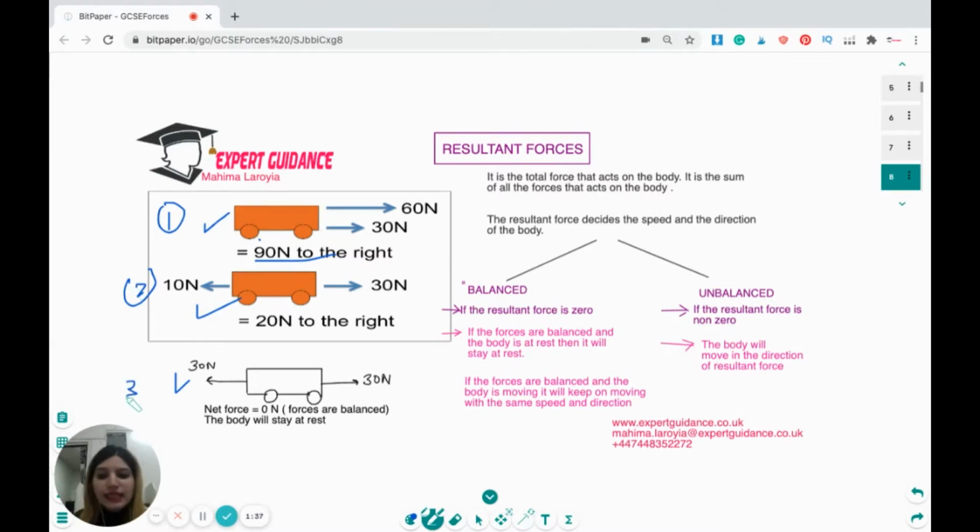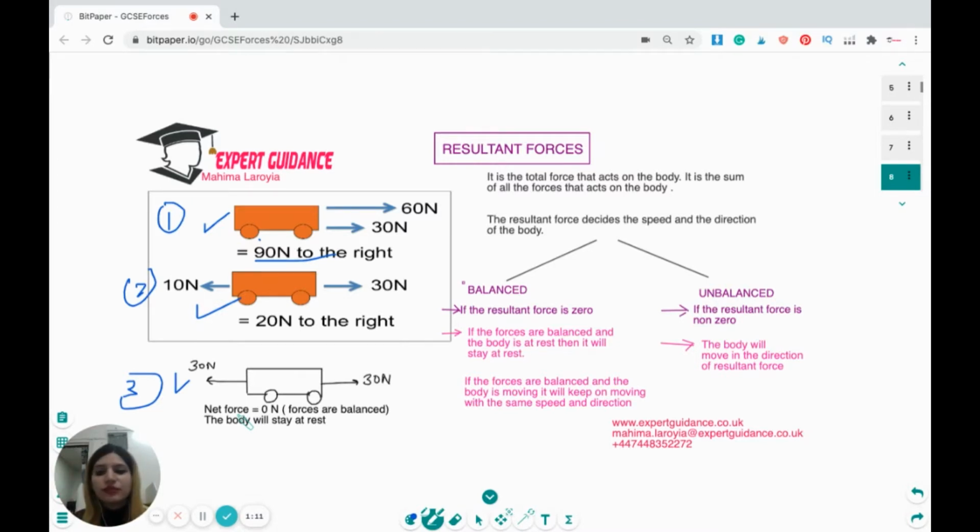In the third case, I have 30 Newtons to the left and 30 Newtons to the right. So both the forces are equal and opposite, and the body will experience no force overall. This case is known as the balanced force. In this case, the body will stay at rest if it is at rest, or if it is moving, it will continue to move with the same speed. Okay, so this is the concept of resultant force.